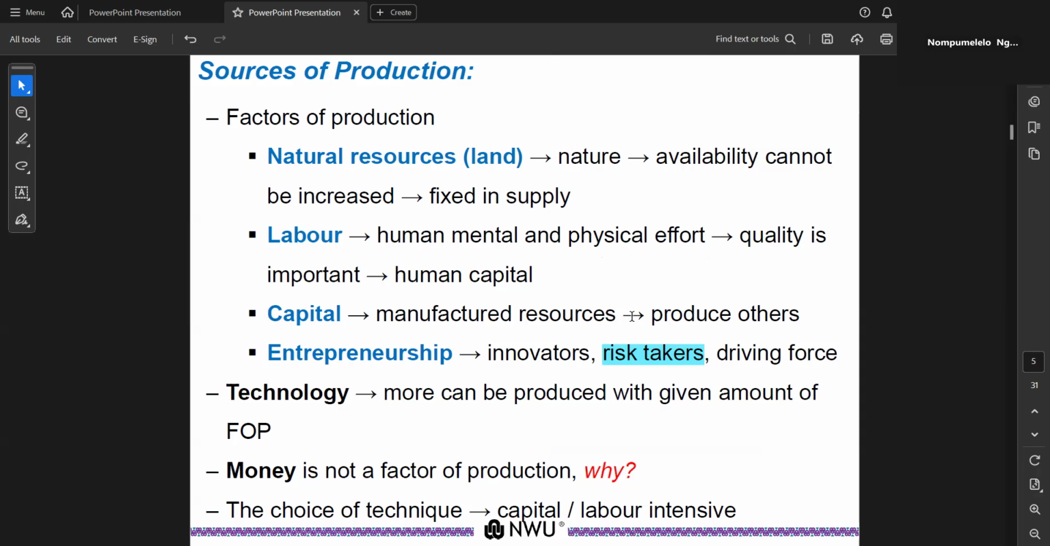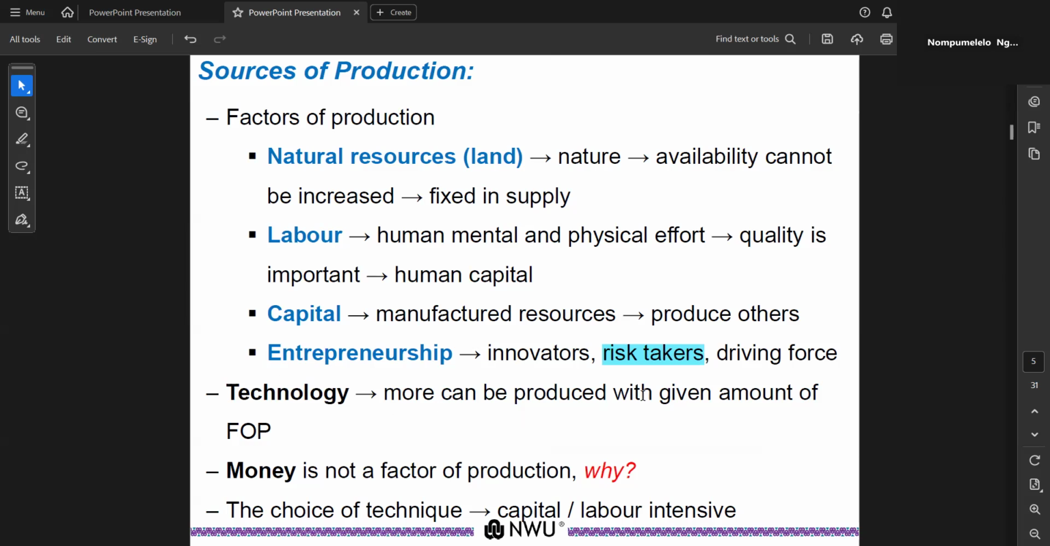Capital, manufactured resources used to produce others. So capital is those capital goods such as machinery which are used to produce other goods. And then entrepreneurship: innovators, risk takers, driving force. It's very important to know that entrepreneurs are risk takers. Also, they're innovators because they come up with ideas. And they identify opportunities, to say, okay, I see an opportunity there, let me take a risk and start this business. So the sources of production are land, labor, capital, and entrepreneurship.